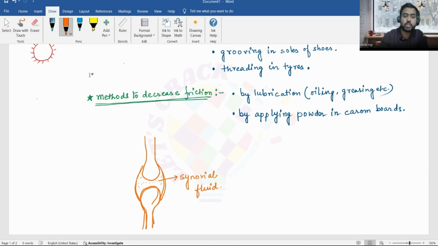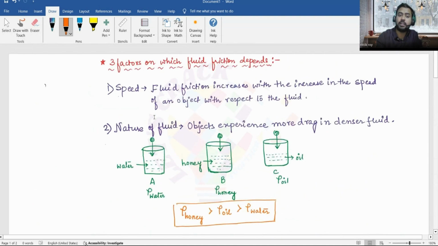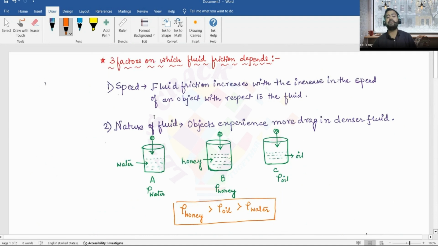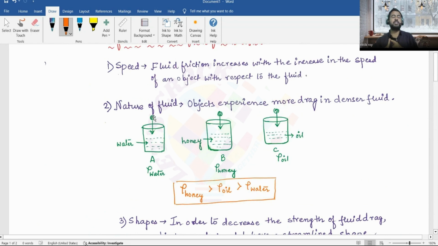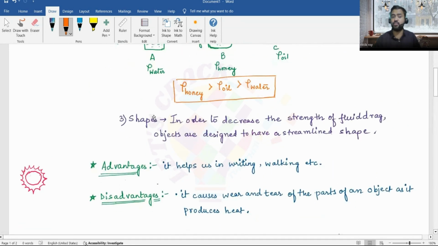Okay. So till now we have studied the three factors on which friction depends. The three factors were speed, nature of fluid, and shape. In case of speed, we understood that if the speed in the fluid is more, the friction will be more. The nature of fluid is mainly concerned with the density of the fluid. If the density is more, the drag force applied will be more; if the density is less, the drag force will be less. And we have understood about shapes: in order to decrease the fluid drag, we shape the objects in a streamline shape.